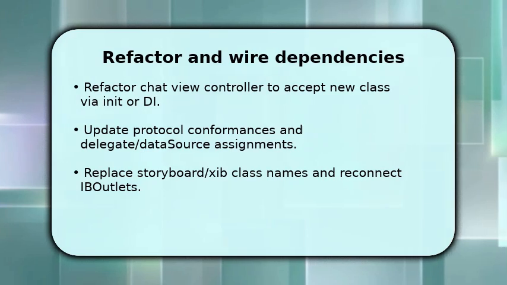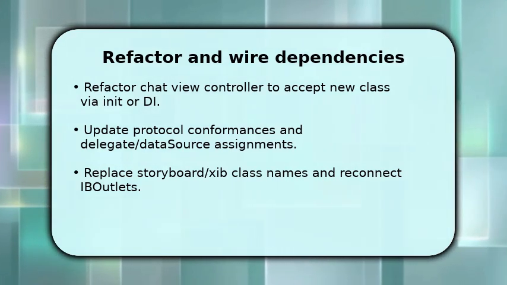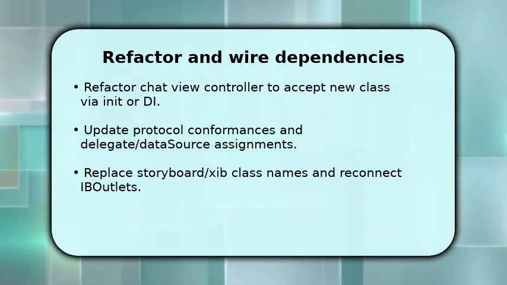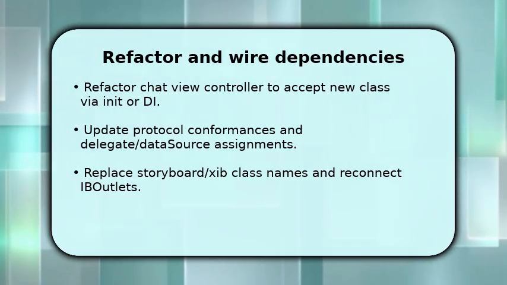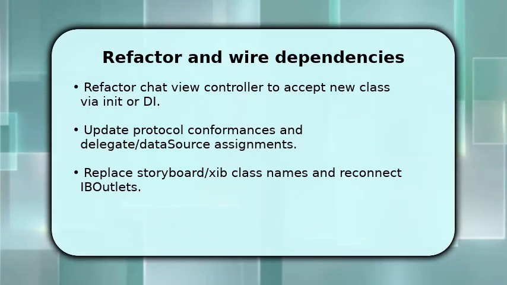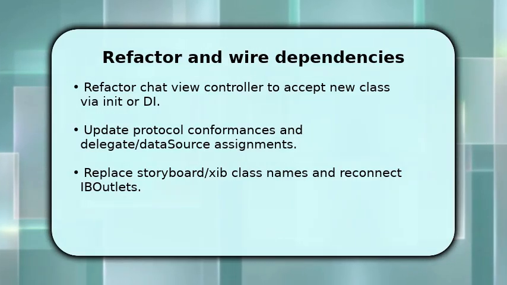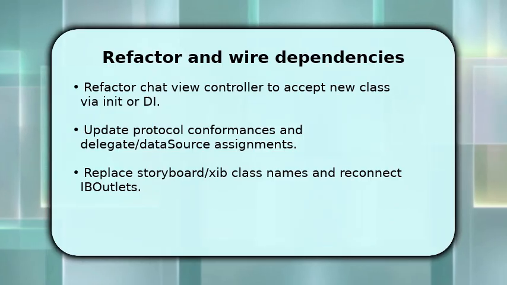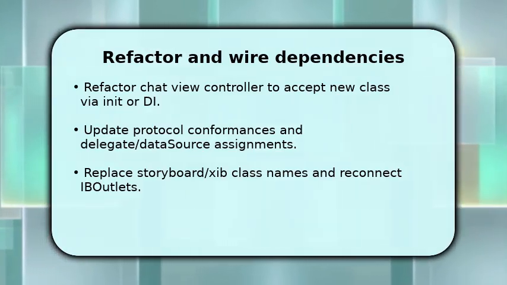You now refactor the middle layer. Change the chat view controller to accept the new class through initializer injection or a dependency container so testing stays easy. Update protocol conformances, delegate callbacks, and data source wiring so the new class implements required methods. Then edit storyboard or xib class names to point at the replacement and reconnect IB outlets and IB actions. Make sure model transformations and serialization logic still match the new type.